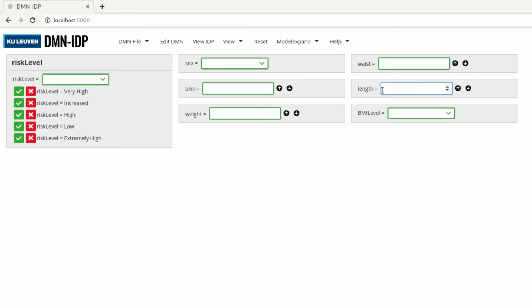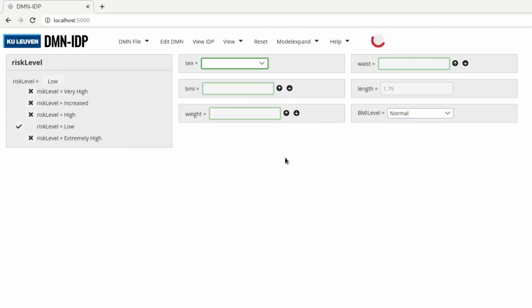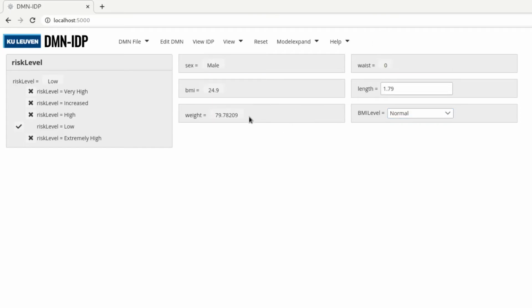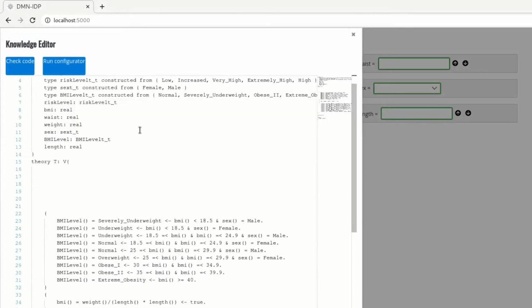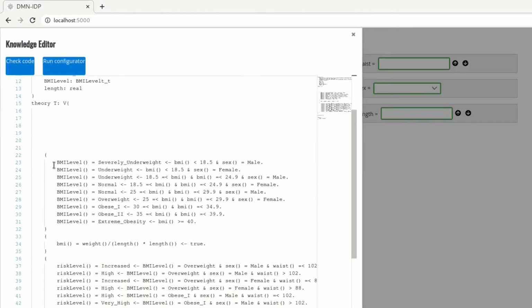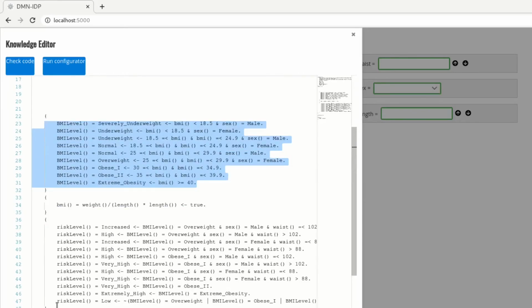Now, if we were to enter the same information, so a length of 1.79 and a normal BMI level, if we then maximize our weight, we get a weight of 80, which results in a BMI of 25. Behind the scenes, our DMN specifications are automatically translated into FO.DOT specifications, which can be used by the IDP system. Here we can see the translation of the first table, which defined how the BMI is calculated, the table which defined what the BMI level was, and here the table which defined what the risk level is.